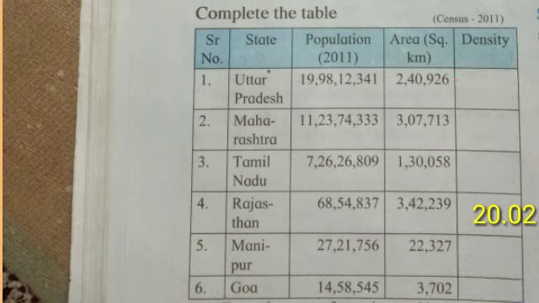From the area of a region and its population, one can calculate how many people live in a square kilometer. Density of population is not the same everywhere. In some regions, the area is small but the population is large. For example, Kerala. In other regions, the area is large but the population is small. Therefore, the density of population is low. For example, Rajasthan.